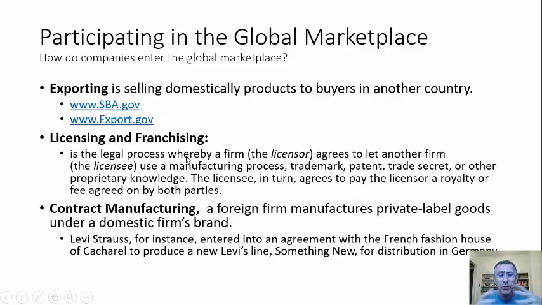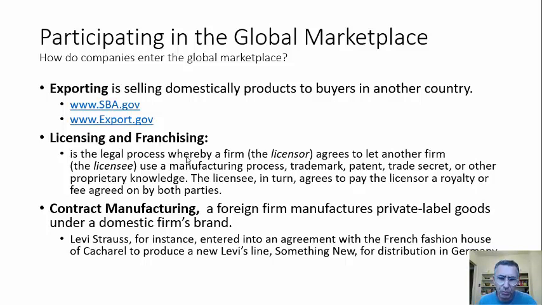Licensing. When you export a product, the problem is, think about the tariffs, for example, right? If there's a little trade war going on, well, you're not exporting anymore because people are not going to buy your product because it's too expensive. And so what's a way around that? A licensing agreement might be a way around that. So here you have our definition: a legal process whereby a firm agrees to let another firm use a manufacturing process, trademark, etc. Nike is a great example of that. A lot of people think that Nike makes shoes. Well, it's a little bit more interesting than that.